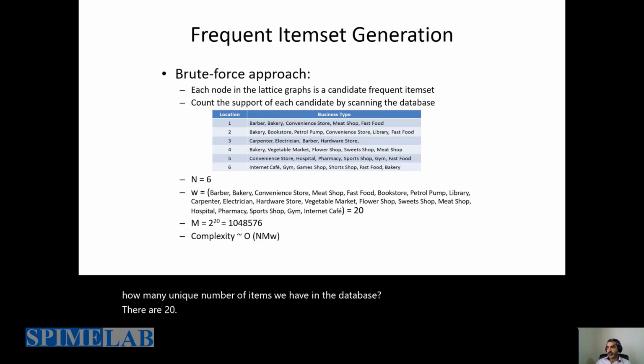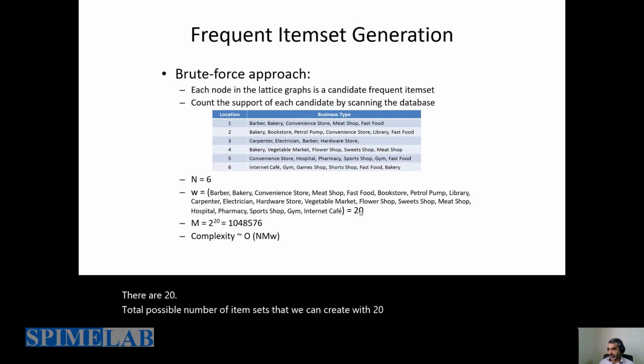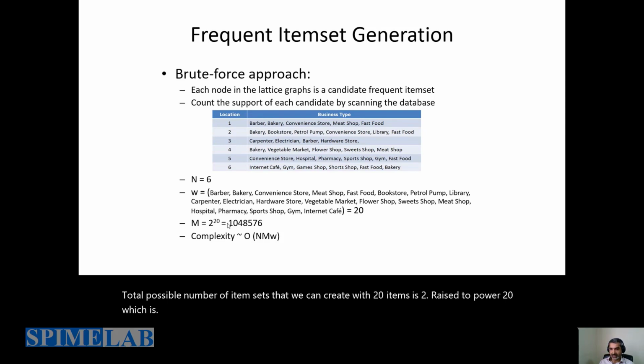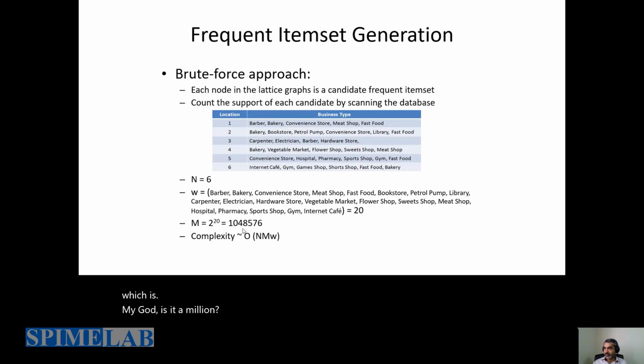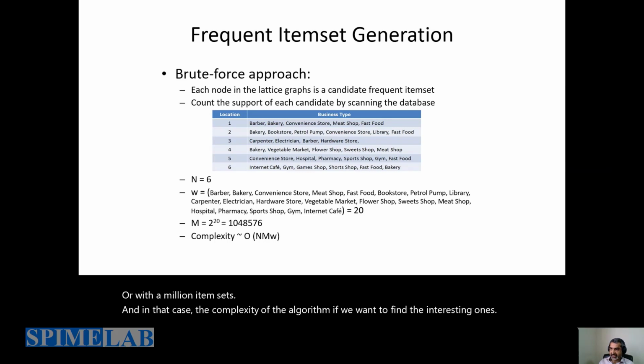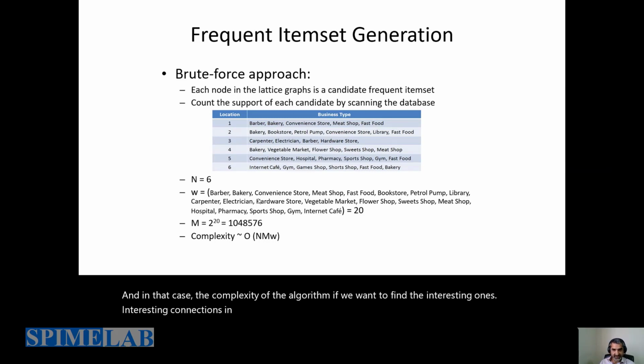The total possible number of item sets that we can create with 20 items is 2 raised to power 20, which is, oh my God, is it a million? Over a million item sets. And in that case, the complexity of the algorithm, if we want to find the interesting connections in this small little database, will be humongous.